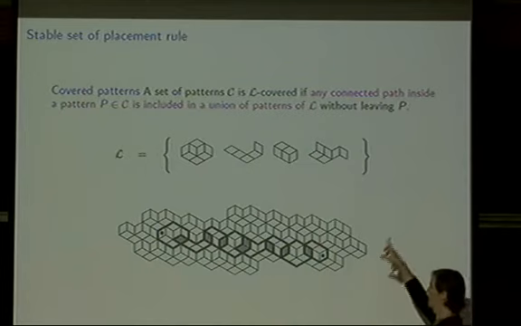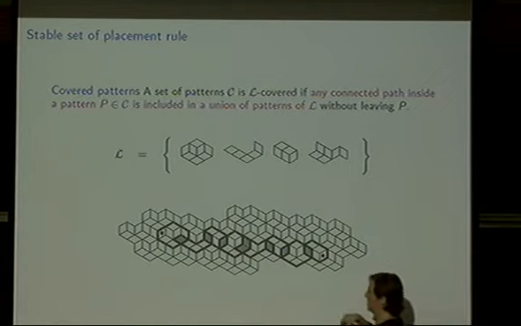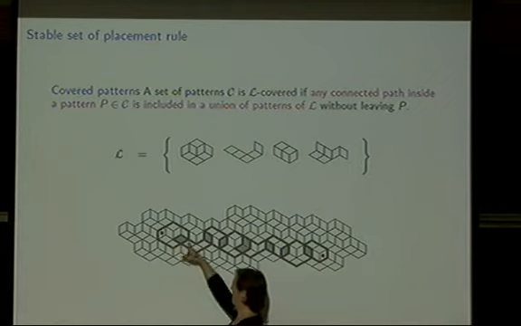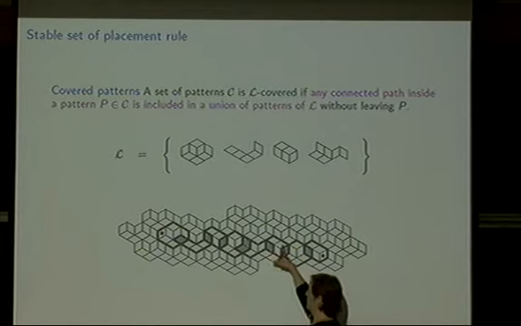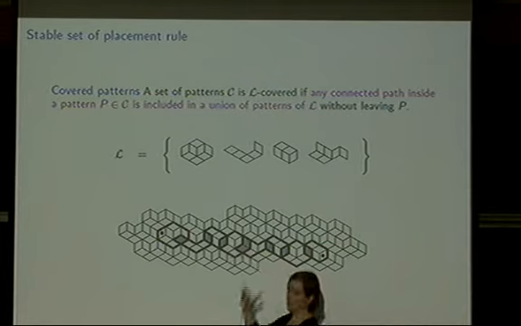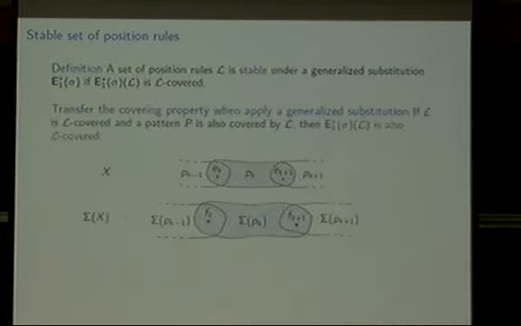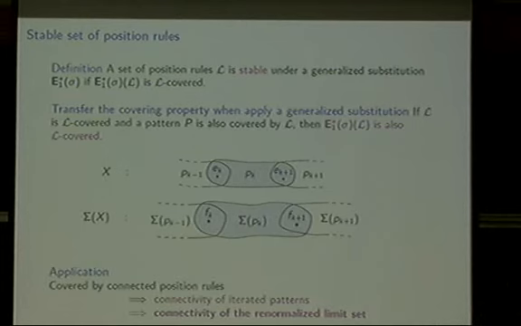I start with a rule, and what I want is to cover any part of my patch, of my pattern, with a path of intersecting connected rules. And if I have that, if this is stable, then the connectivity is maintained from step to step. This is the idea, okay?